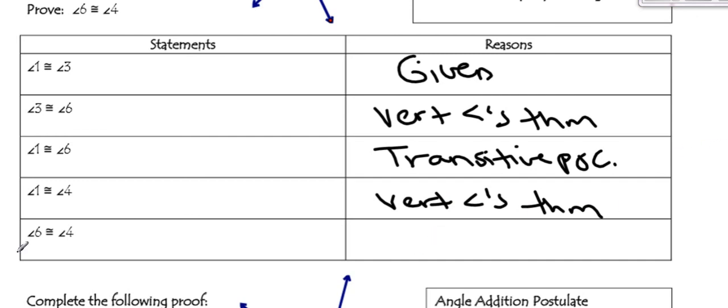And then we have 6 is congruent to 4. Well, this line says 1 is congruent to 6 and 1 is congruent to 4. And then we have 6 is congruent to 4. So what we've done is we've replaced this 1 here with angle 6. The reason we could do that is because we said angle 1 is congruent to angle 6. So we can replace this angle 1 here with angle 6. And that's called substitution.